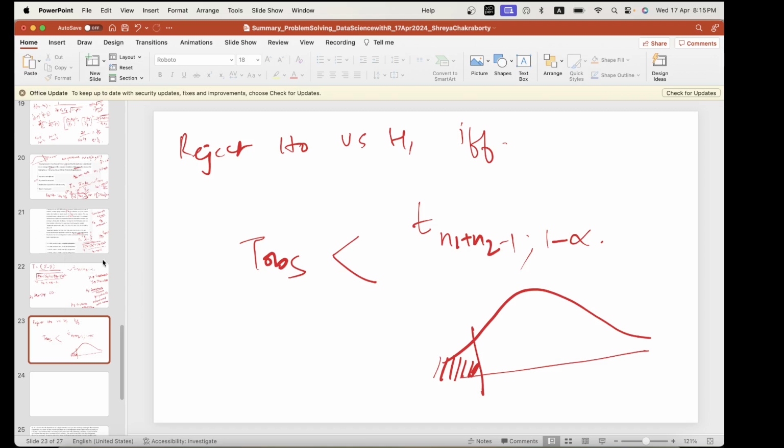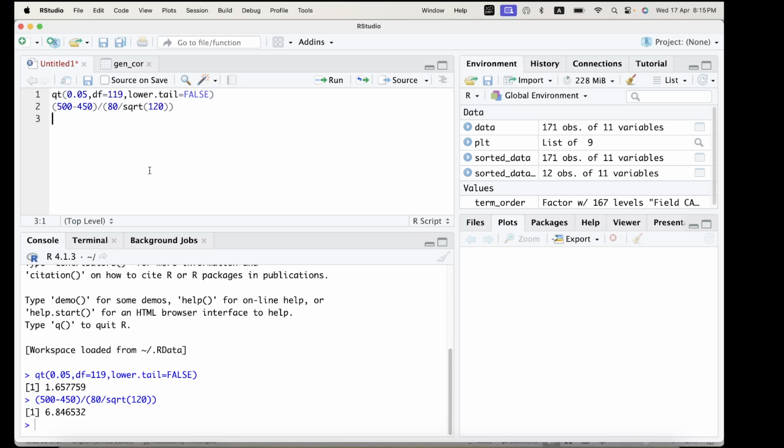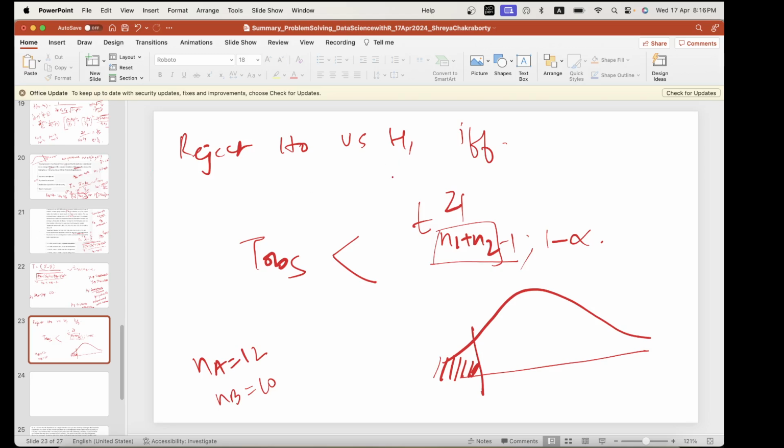So Na is how much? Na is 12, Nb is 10. So this DF is actually 21. So if I have to get it, I'll do qt of 0.05, DF equal to 21 and lower dot tail equal to true, because I want the below area. So this point is actually minus 1.72. Alright.